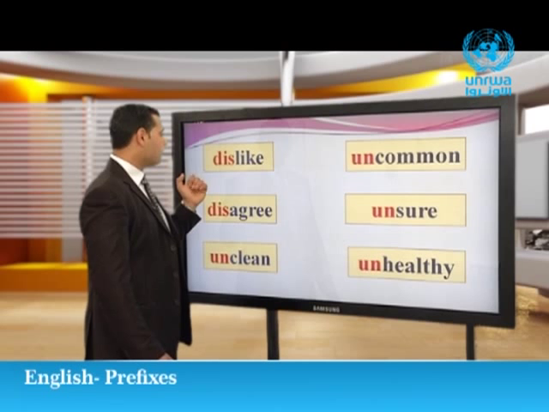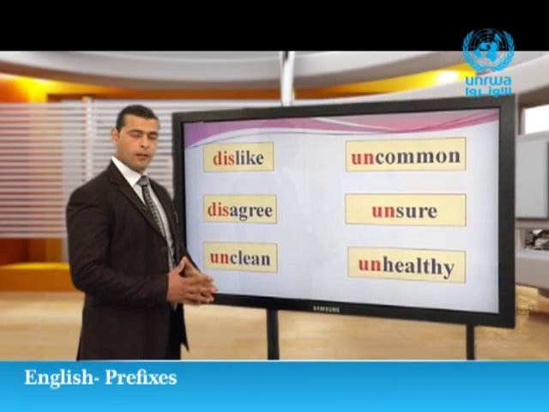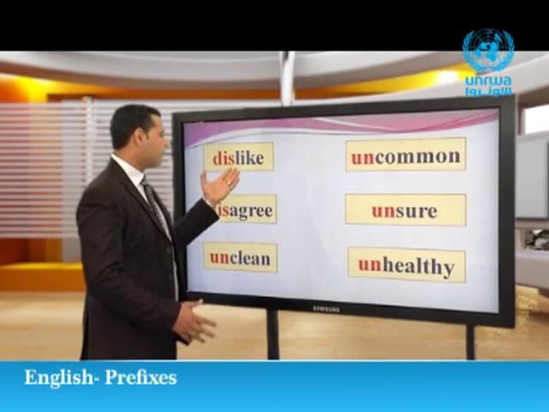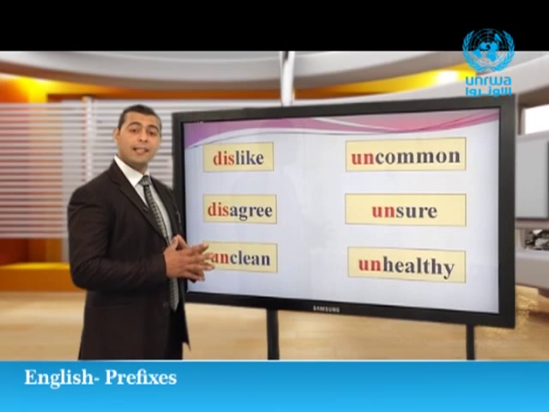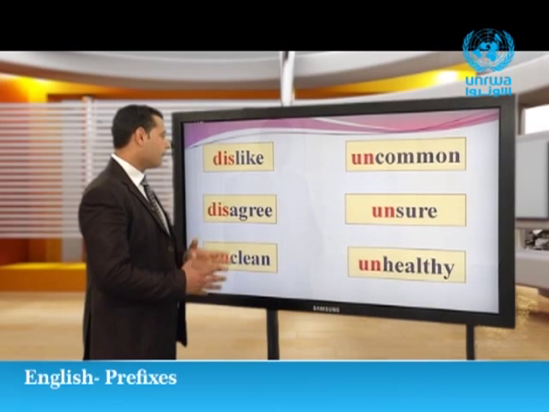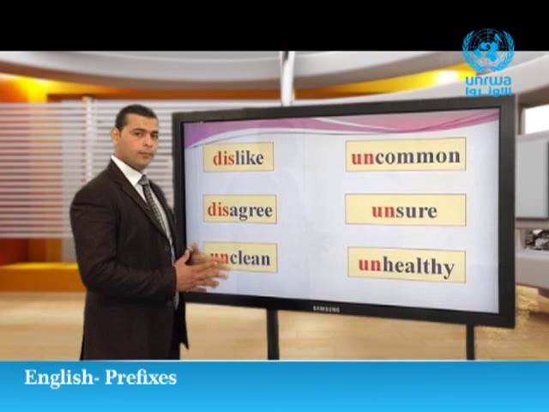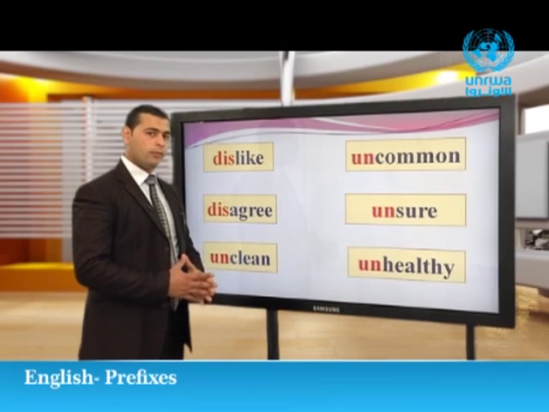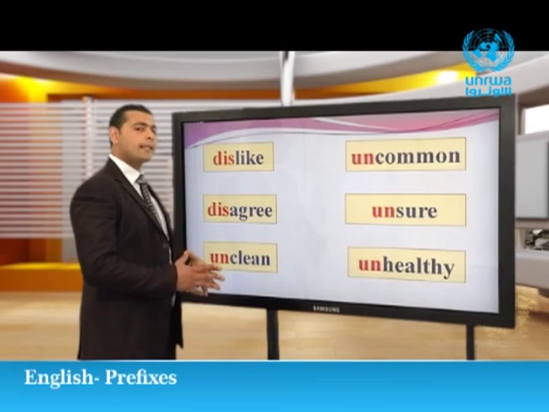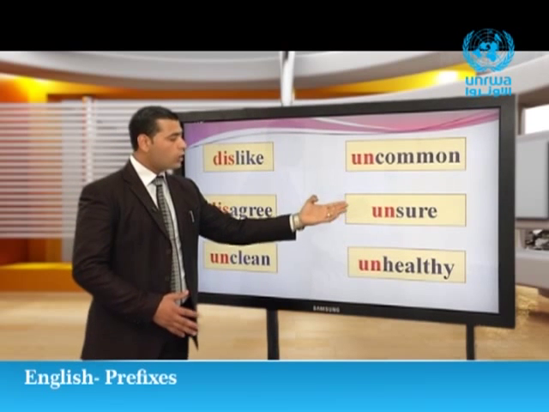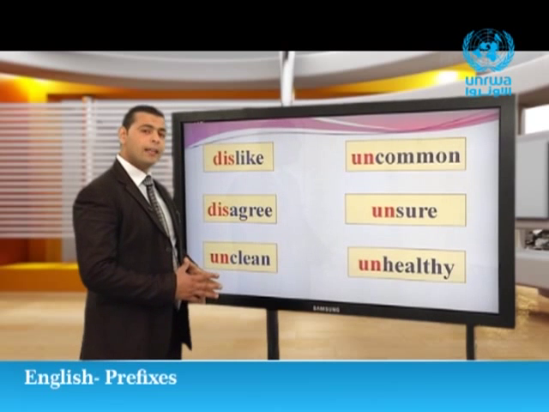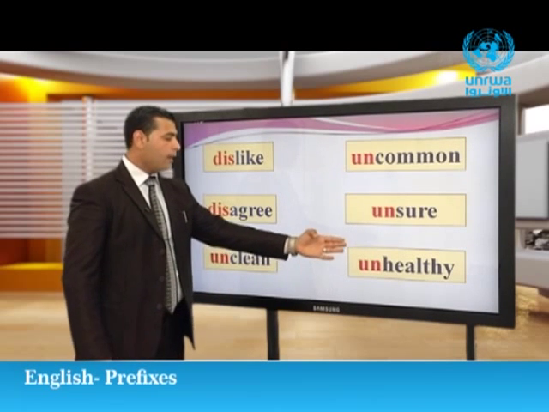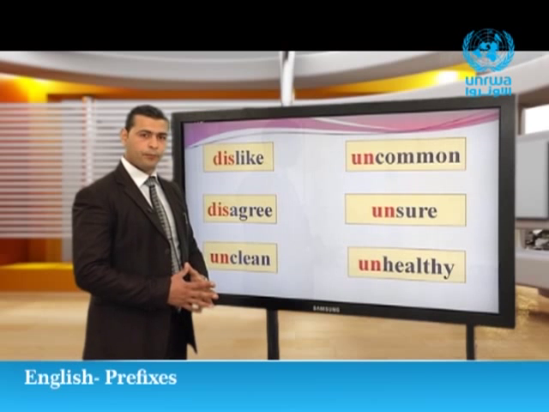In the first word, we have dislike. The root of this word is like. أصل هذه الكلمة هو كلمة like. انظر عزيزي الطالب إلى مجموعة الأحرف التي سبقت كلمة like. Like, dislike. Common, uncommon. Agree, disagree. Sure, unsure. Clean, unclean, and finally, healthy, unhealthy.